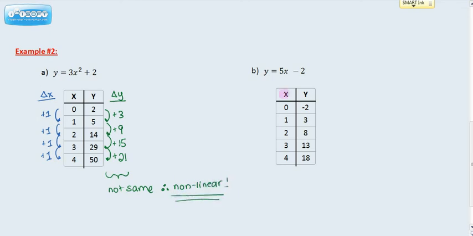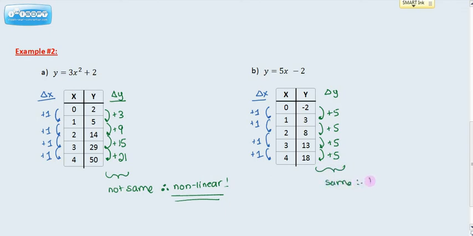Let's look at the second example. If I look again at my change in x, I do see that it is increasing by 1. And when I look at the change in y, they are all increasing by 5. So these are all the same, and therefore this equation is linear.